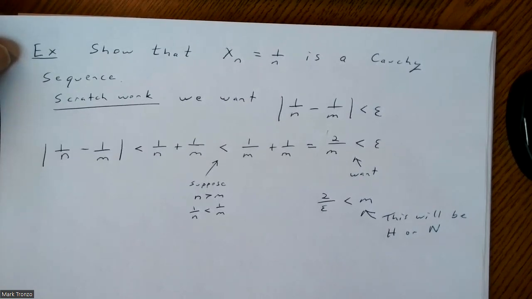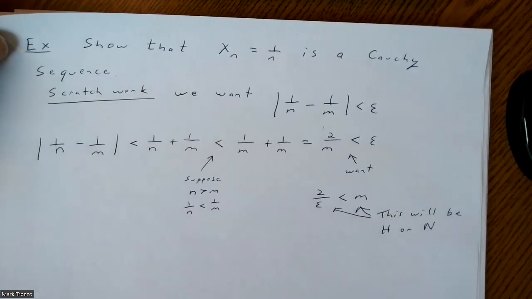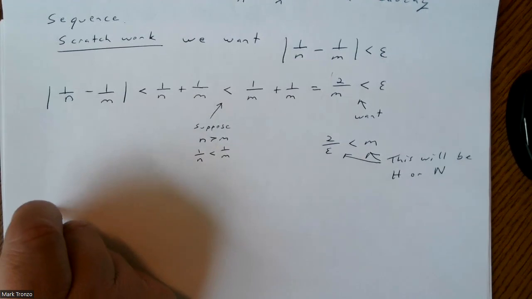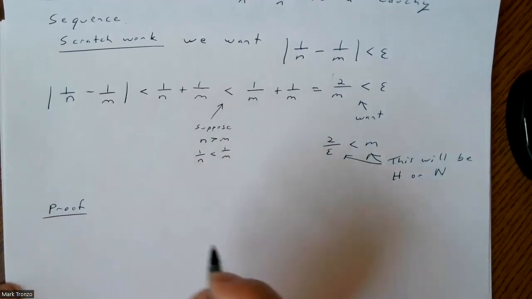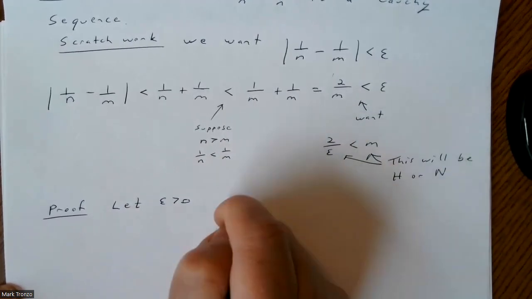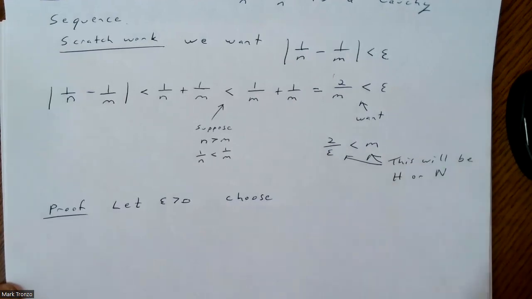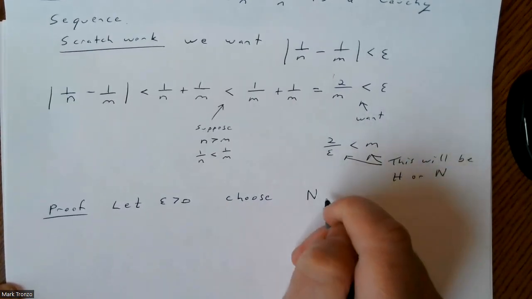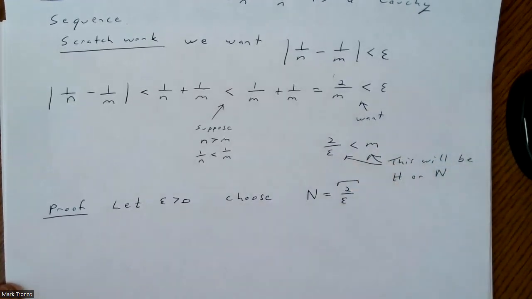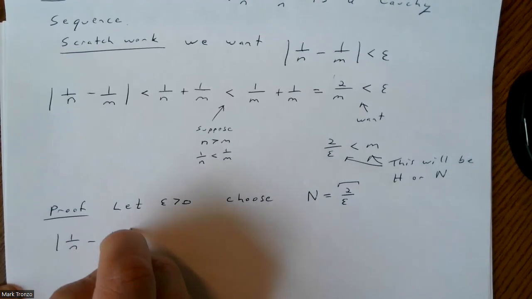Or you know what I mean? This is going to end up being, all right. Let me just write it down so you can see. So that's kind of the scratch work. Then the formal proof is: let epsilon be greater than 0, choose what we have up here, N equal to 2 over epsilon, put the little hat like we did before, then go through the steps, 1 over n minus 1 over m.